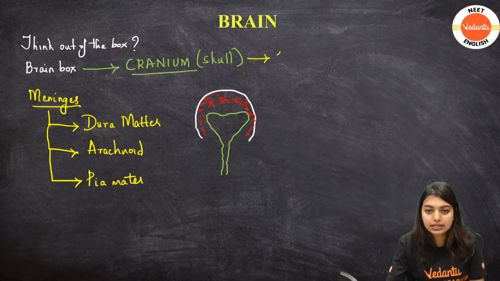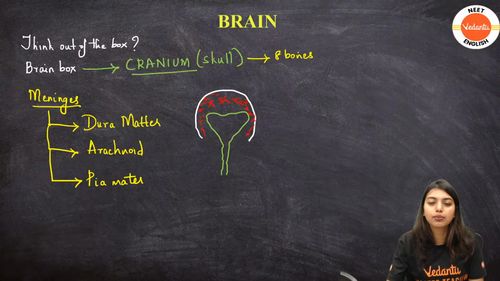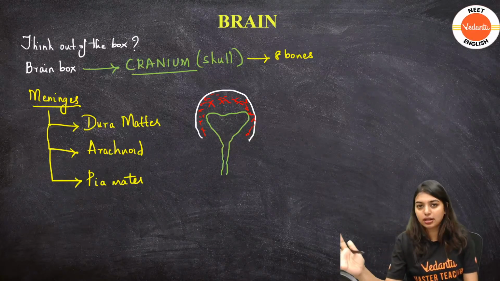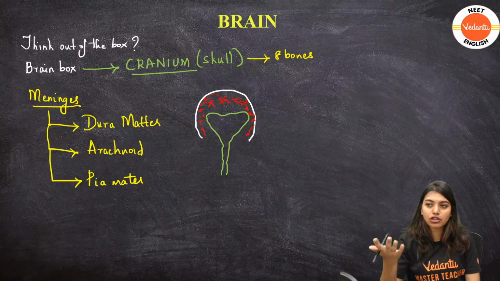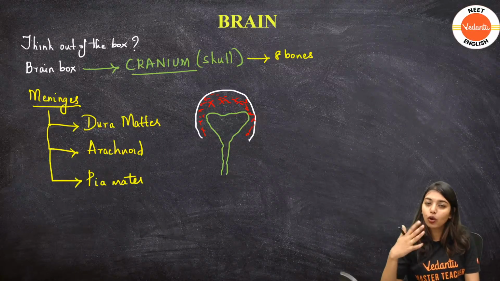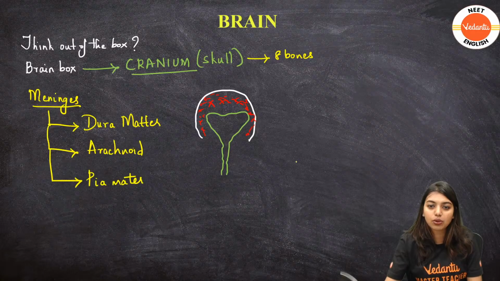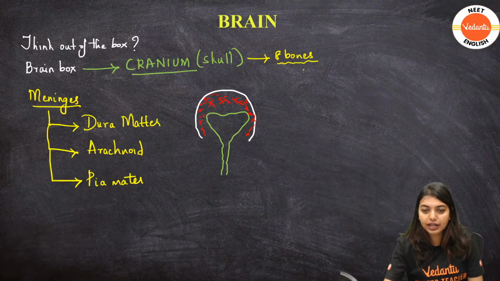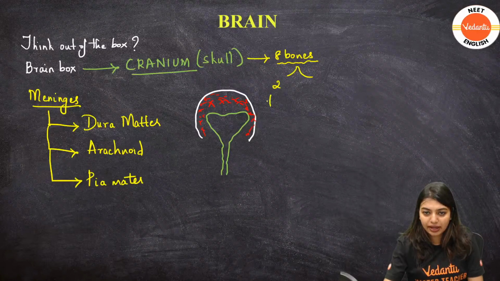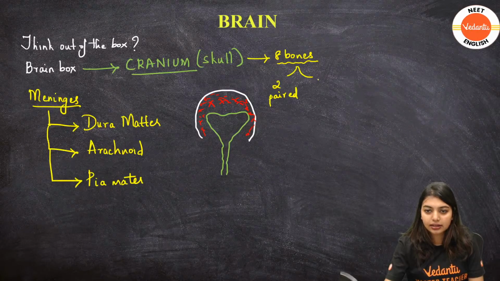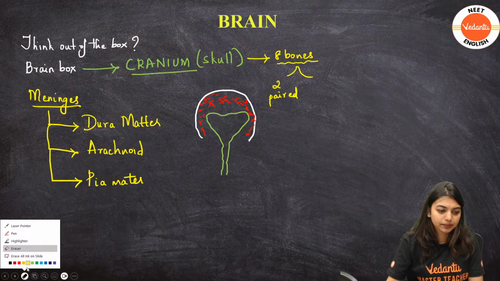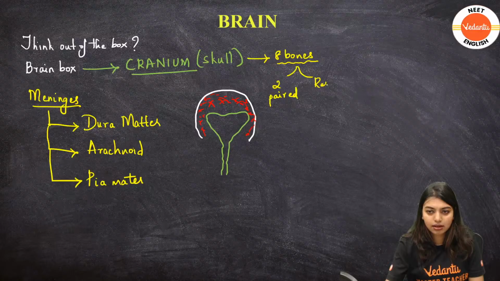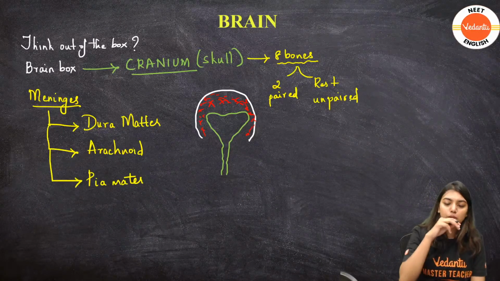Your cranium has 8 bones, out of which 2 are paired and the rest are unpaired. About the bones you will study in your locomotion chapter. You'll learn about the temporal, occipital, sphenoid, all this you will study in your locomotion chapter. For now, just understand the cranium is made up of 8 bones, out of which 2 are paired and the rest are unpaired. Got it? So 2 paired, rest unpaired.